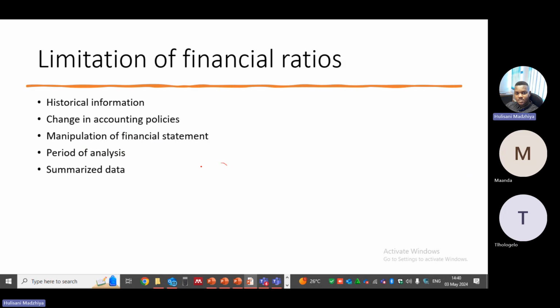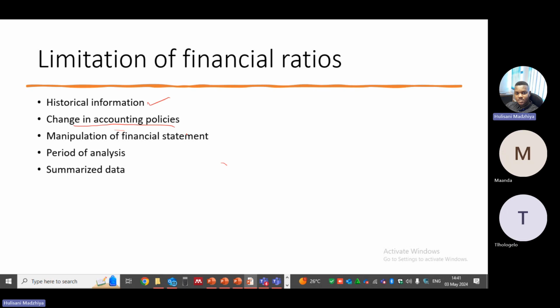So the limitations of financial ratios are that information is based on historical information, not current information. So we base our ratios on last year's financial statements. Changes in accounting policies. This is another limitation because we used to use the International Accounting Standard, and then we adopted the International Financial Reporting Standards. So meaning that the way in which some of the items within the financial statement are recorded will differ from the way in which we used to record them previously.